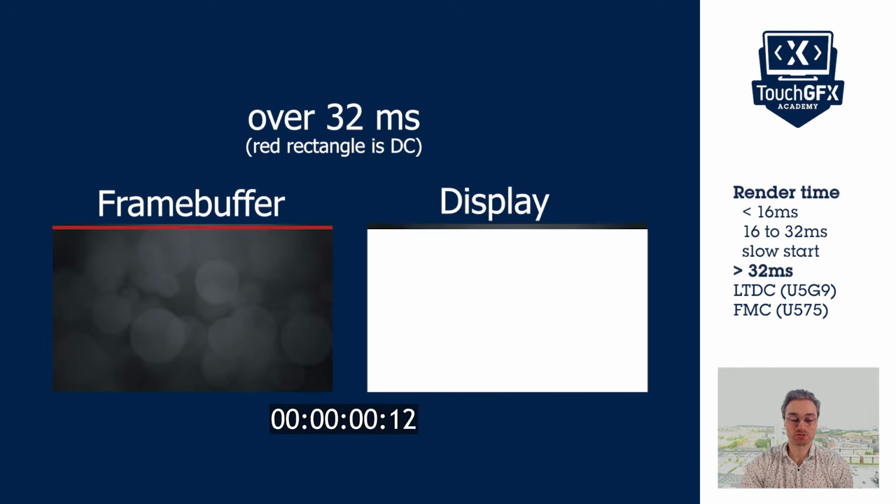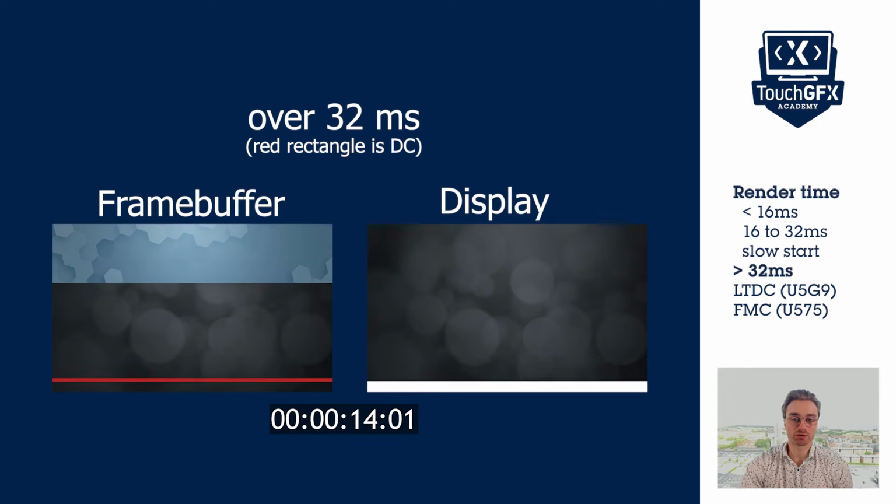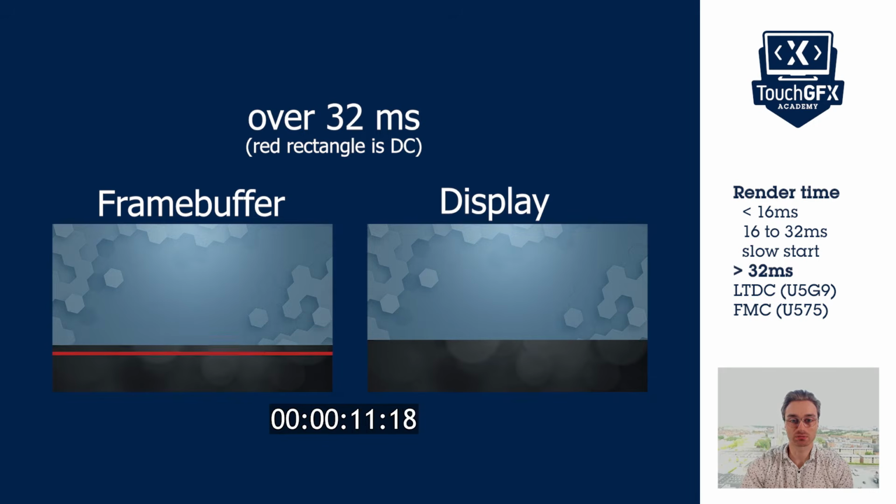If the render time is over 42 milliseconds, then there is no way to prevent tearing if we don't have DRAM. As the DC line starts moving, the rendering starts as well, and it will eventually catch up.